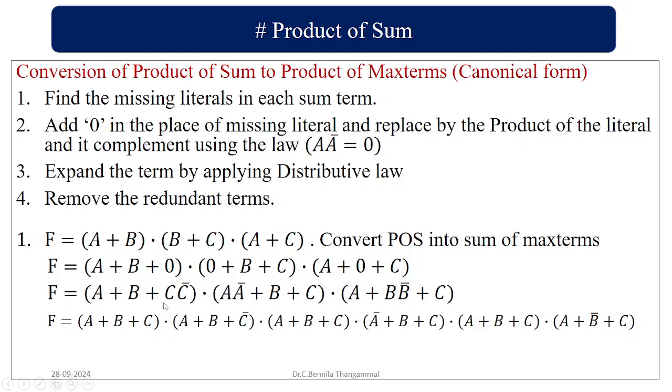So (A plus B plus C) into (A plus B plus C bar). Then (A plus B plus C) into (A bar plus B plus C). Then (A plus B plus C) into (A plus B bar plus C). I have expanded using the distributive law. Now remove the redundant terms. So A plus B plus C is available here, so I am just removing this one as well as this one.